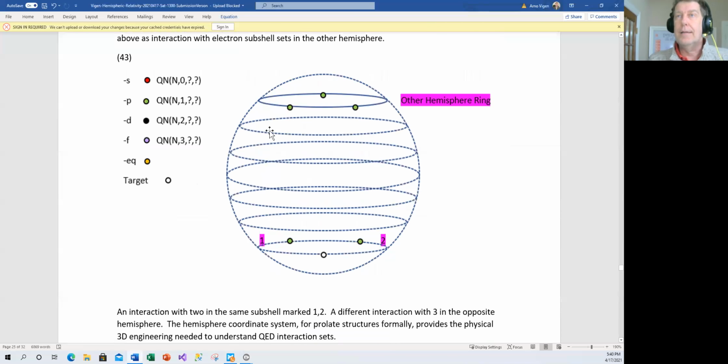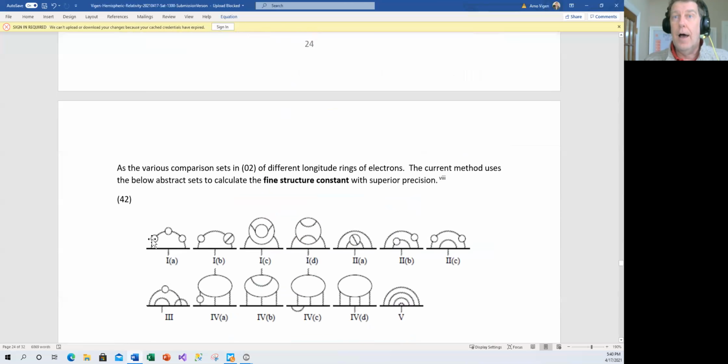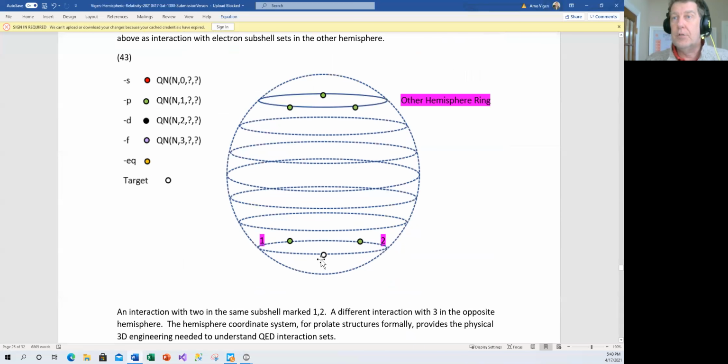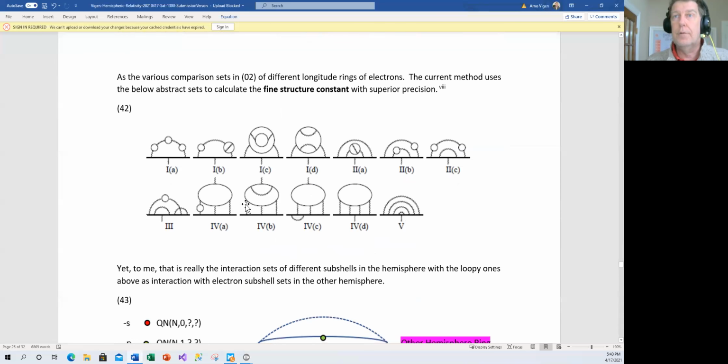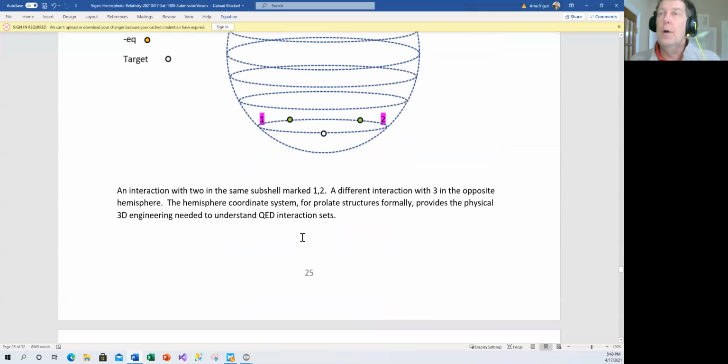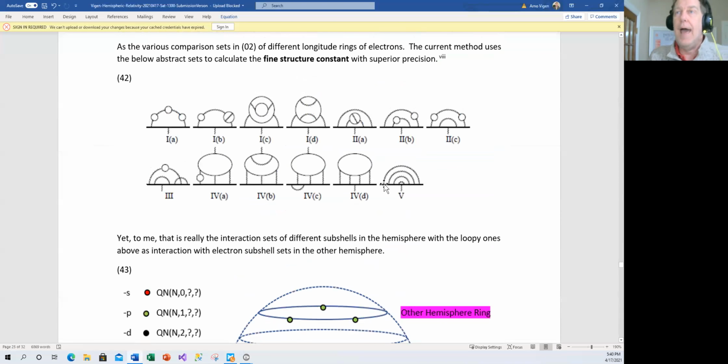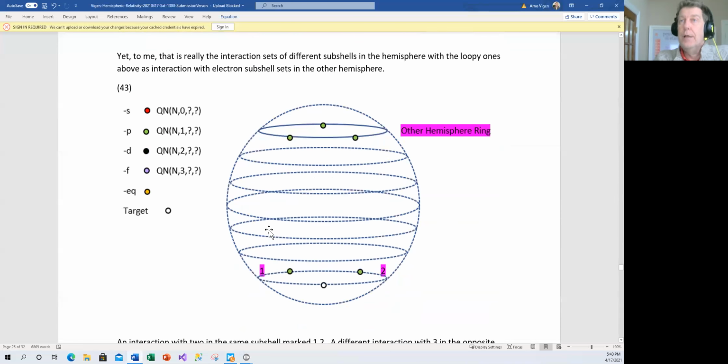But in reality, I say that what they're doing is they're looking from this target electron, seeing the 2, okay? Or from this target electron, looking in the other hemisphere at the 3. Yeah, sort of looks maybe like that, or like that, okay? And so those things that they've done in these abstract forms is really, again, translated from hemispherical systems.